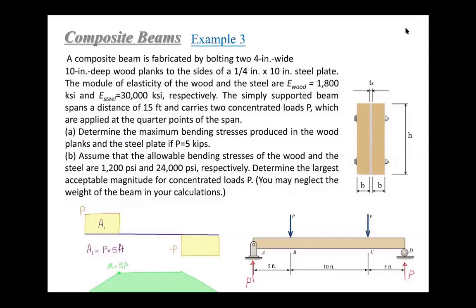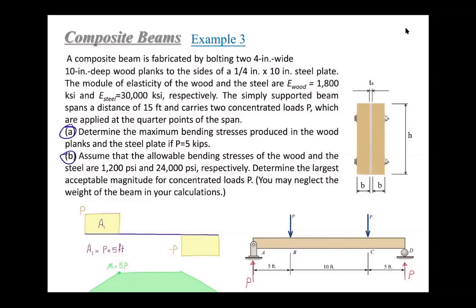Then step B, that P is not given, assume that the allowable bending stress of wood and steel are 1,200 psi and 24,000 psi. Determine the largest acceptable magnitude of load P. Ignore the self-weight. So the first one, step A, will be analysis, right? Just give you a P to analyze the bending stress. And B will be a design problem.